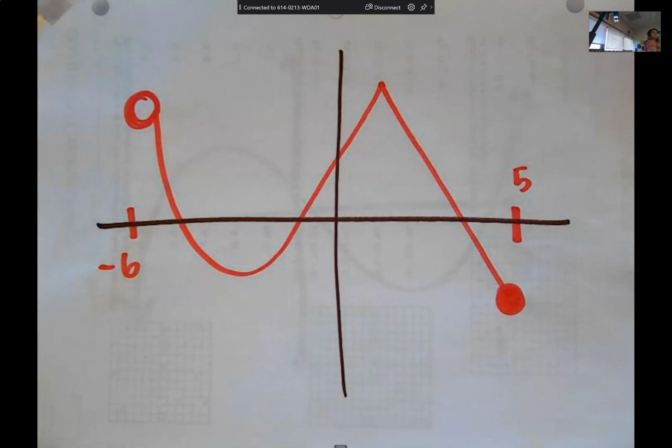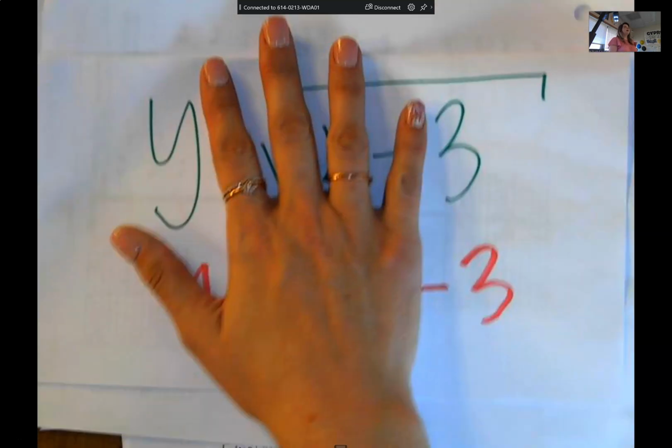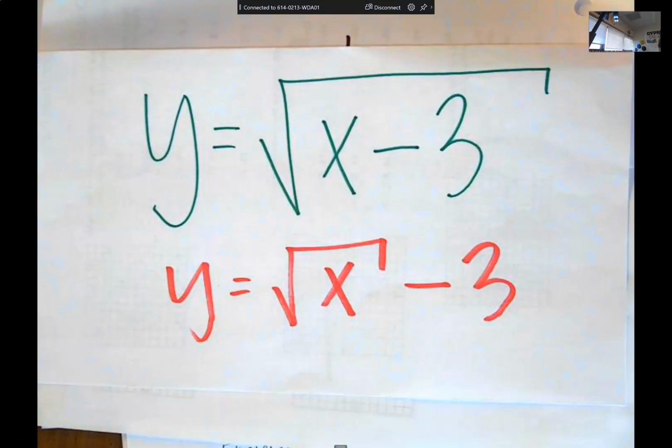Okay, show me. There you go. That last one seemed to jog your memory. -6 to 5, round parenthesis, square bracket. Okay, back to function families. What is this parent?